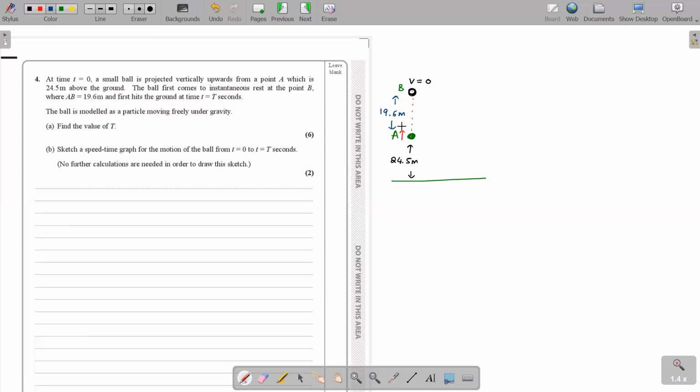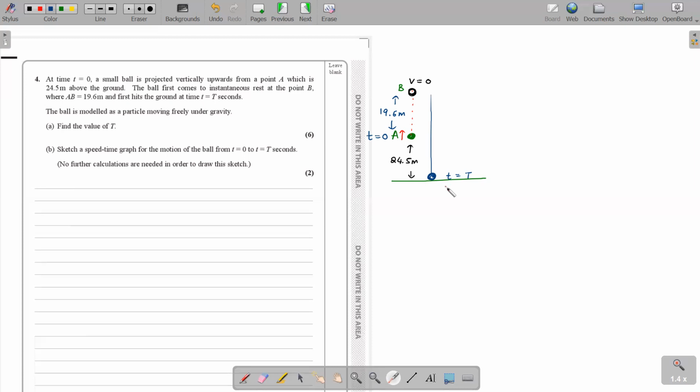And it first hits the ground at time t equal capital T seconds. So this ball goes up to point B and it falls down. Are you with me? It falls down and hits the ground. When it hits the ground, the time is capital T. So at A, your time is 0. Do you see these important things? At A, time is 0. You throw the ball up, it goes to point B, and when it comes down and hits the ground, the time is capital T.